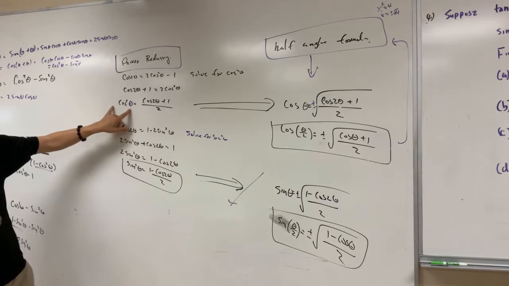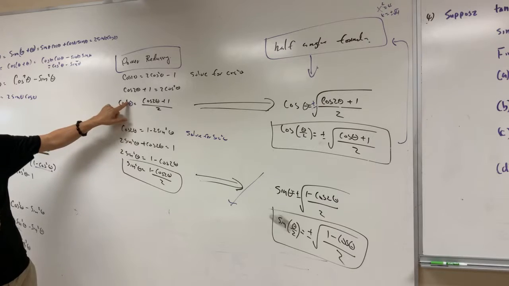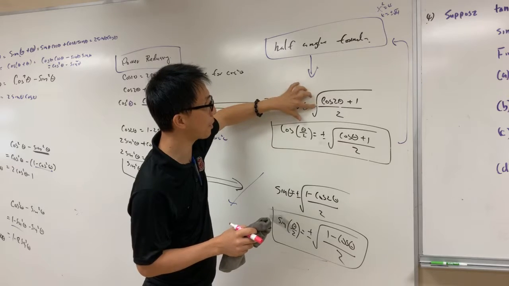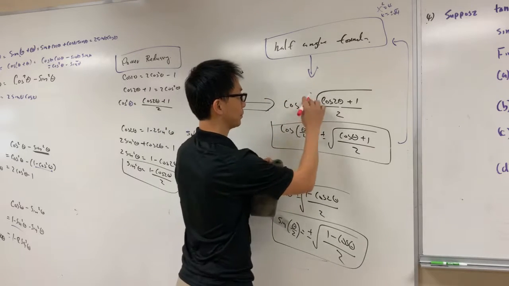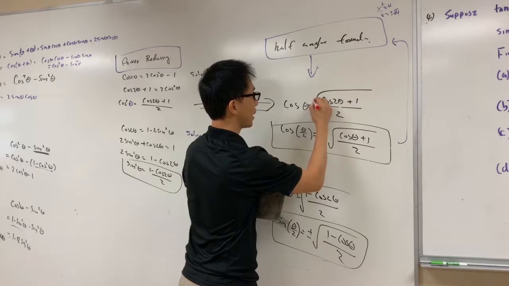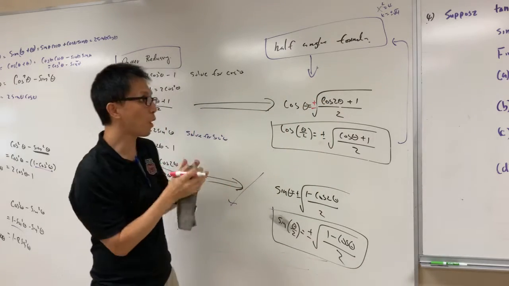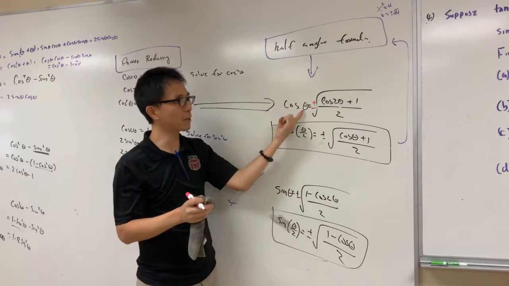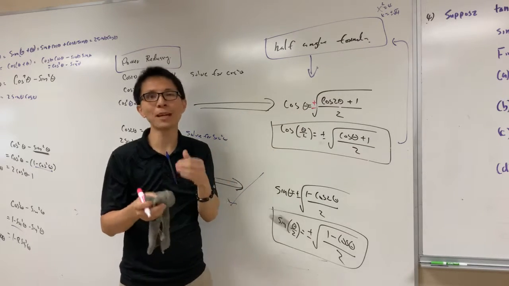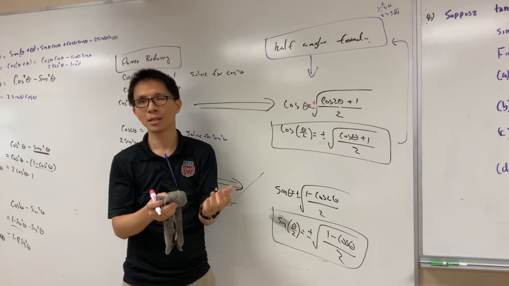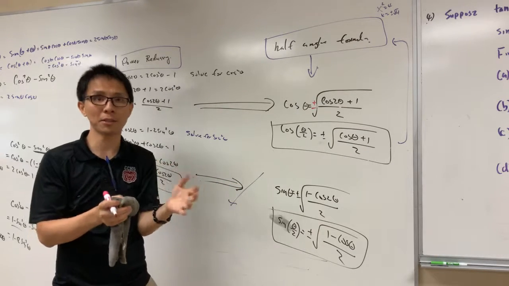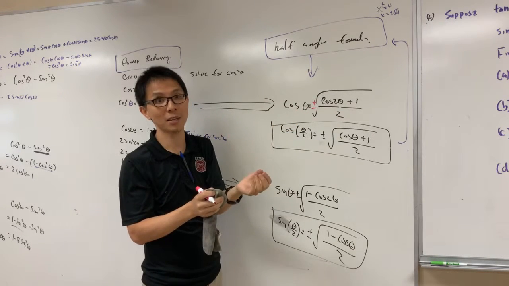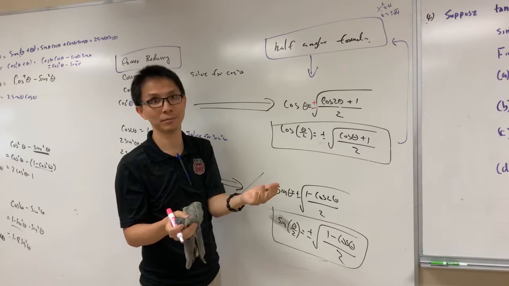How do I get rid of the square here? You square root both sides, but when you square root both sides, you gotta make sure you have a plus minus. Okay, plus minus. Now that's one step, right? And the next step is very, very crucial. We know how to find cosine 30 degrees. We know how to find cosine 60 degrees. But the problem is we don't know how to find something like cosine 22.5 degrees.